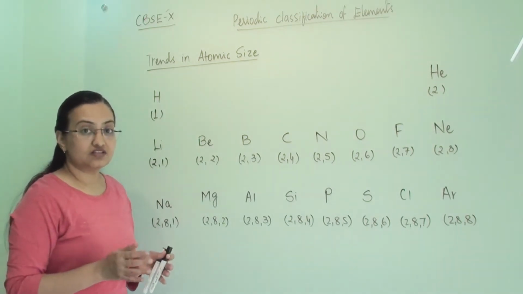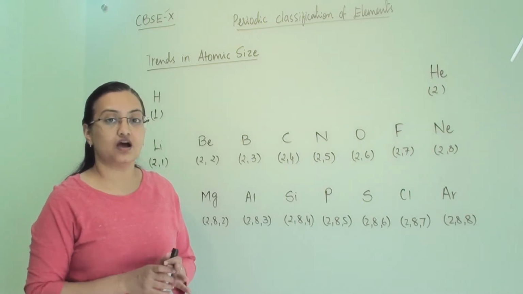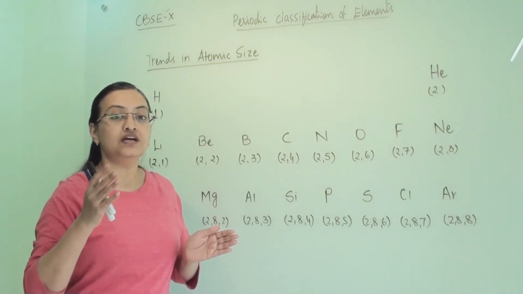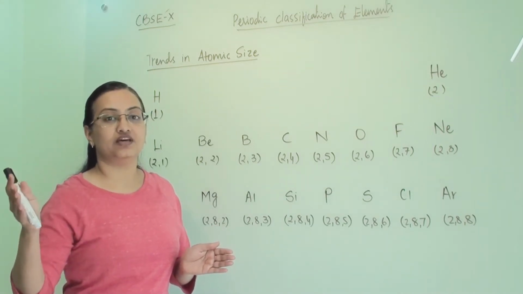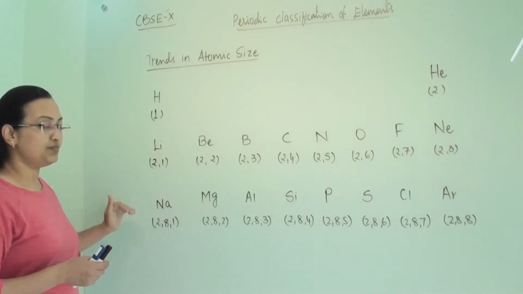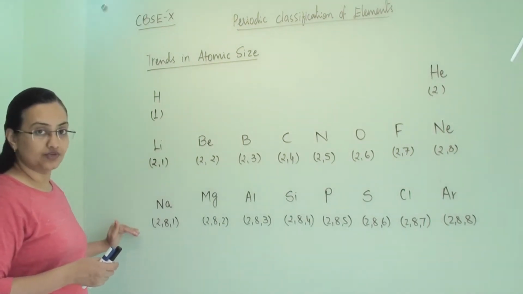Earlier we have discussed the modern periodic table, and in that we have discussed how we have arranged all the elements according to the increasing order of their atomic number. That means I have mentioned here 3 periods: first period, second period and third period.